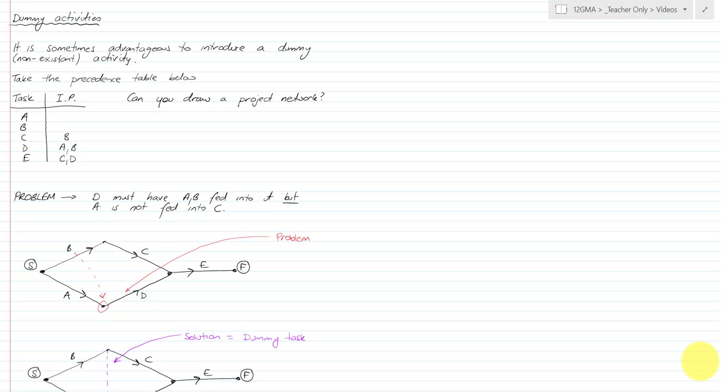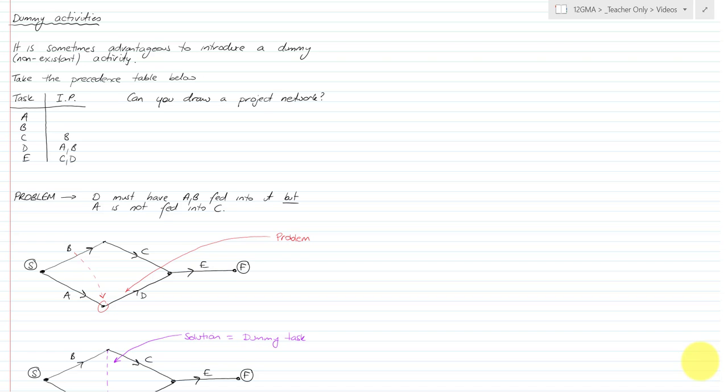Hi and welcome to video 12, Unit 4, Topic 3 on networks and graphs. In this video, we're going to be going on from our work on project networks and precedence tables, adding some information about dummy activities and when they might be useful. My statement here is it's sometimes advantageous to introduce a dummy non-existent activity. So let's talk about why that's the case.